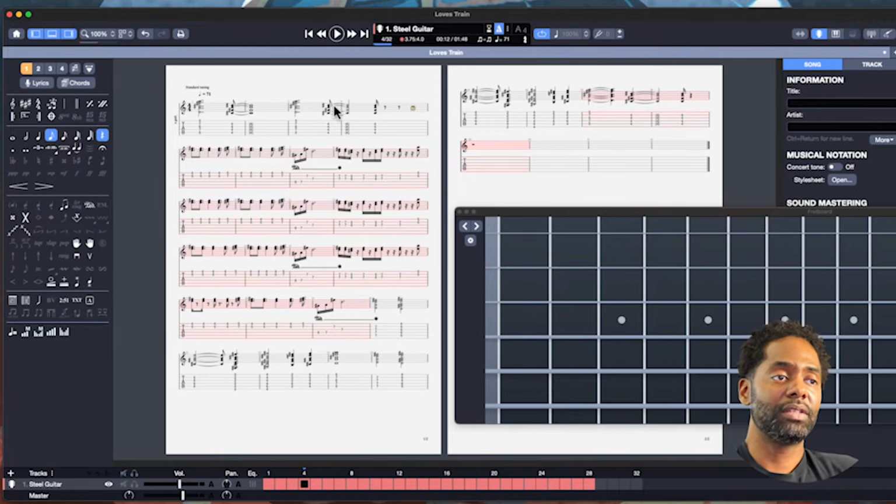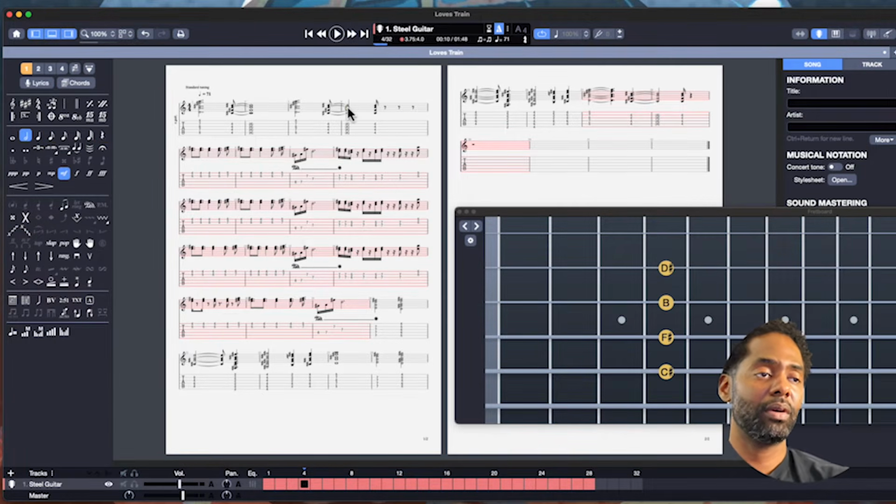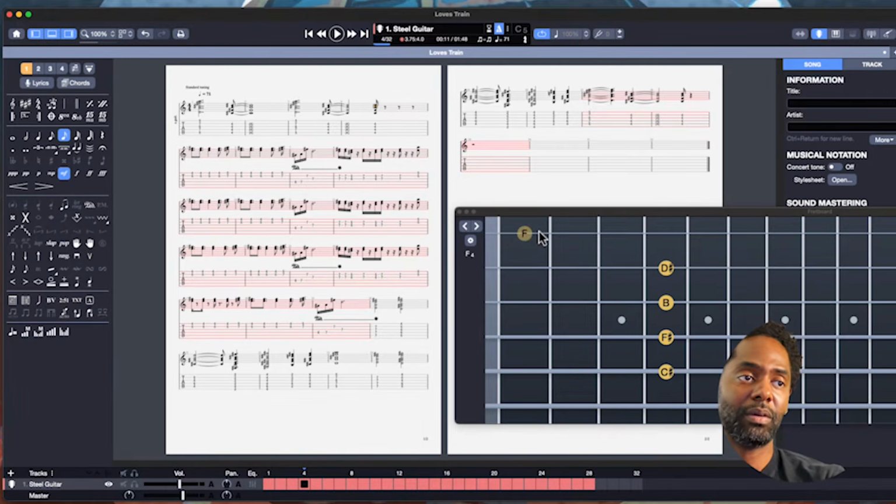But if I wanted it to show up on the fretboard to stay up here like this, then I wouldn't have these rests here. I would probably have half notes so that it stays on this fretboard. All right.